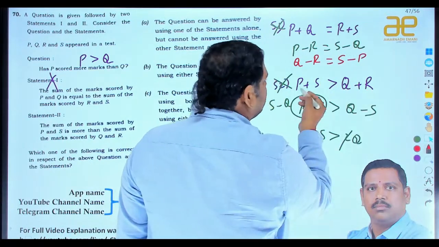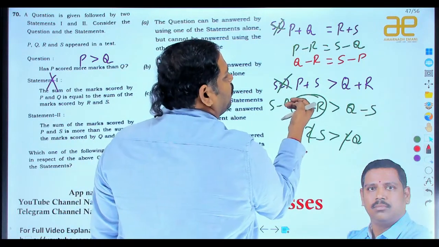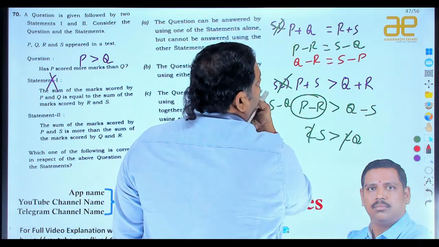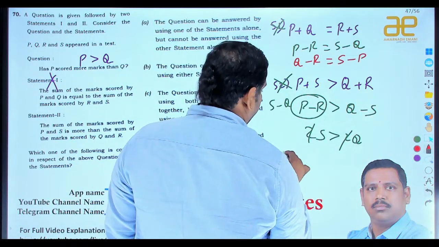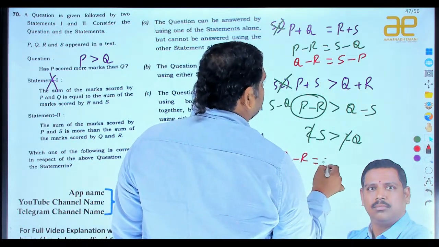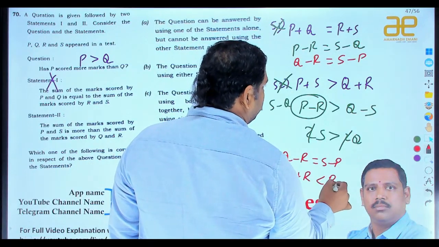Okay, here also I will do the same. So what you did, you want Q minus R, right? Okay, Q minus R, and it is Q plus R. I'm writing here: Q minus R is equal to S minus P, and Q plus R is less than P plus S.